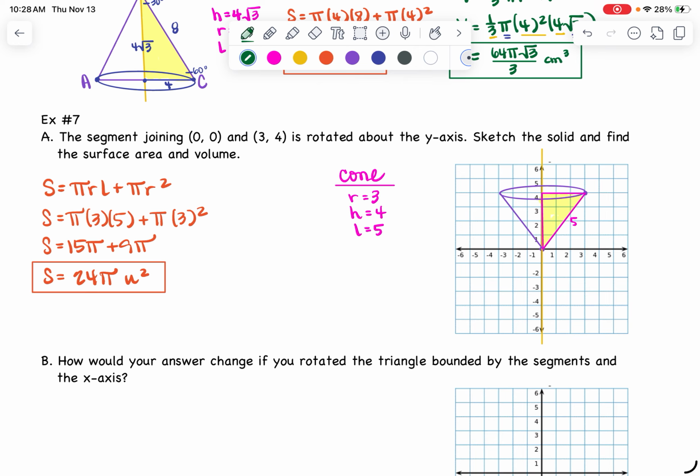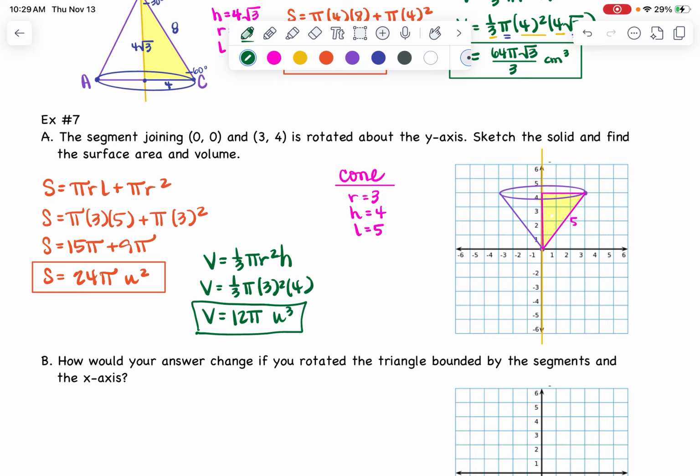And then, of course, the volume of the cone is 1/3 pi r squared h. So 1/3 pi times 3 squared times 4. So 3 squared is 9, and 1/3 of that times 4, what's that, 12 pi? And that would be cubic units. And voila.